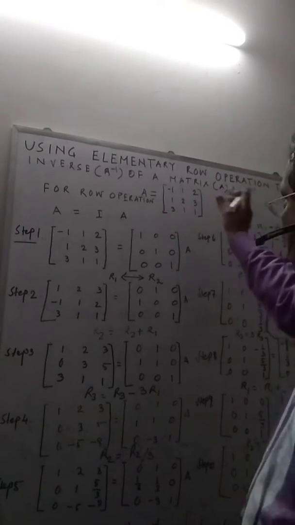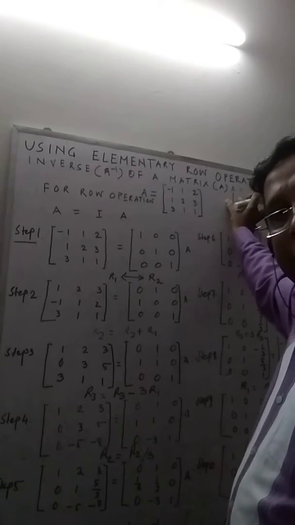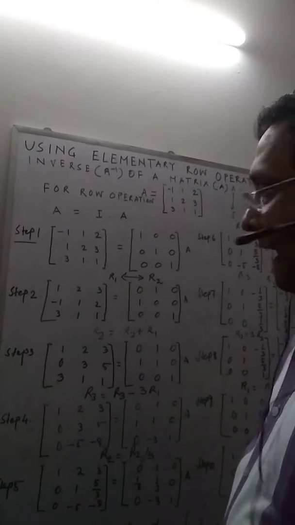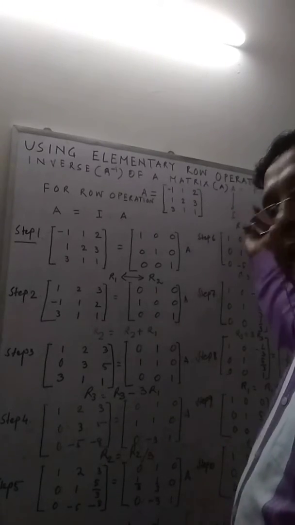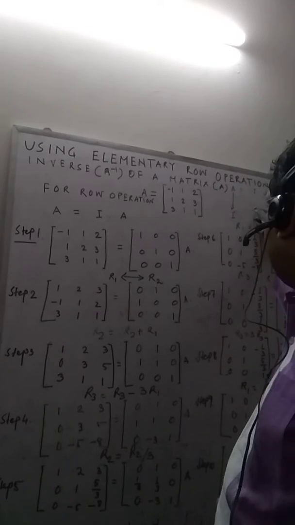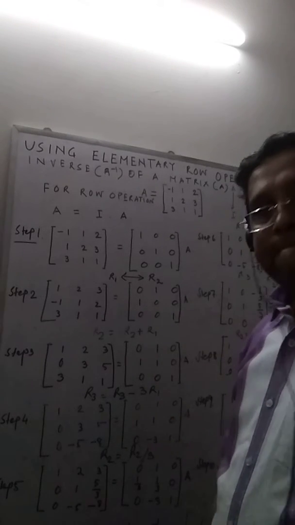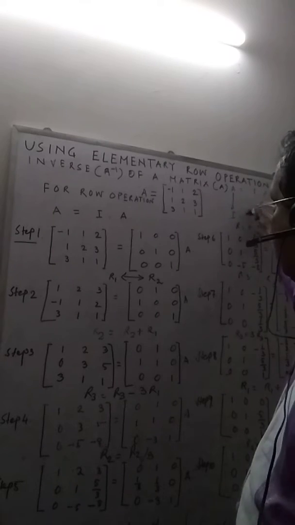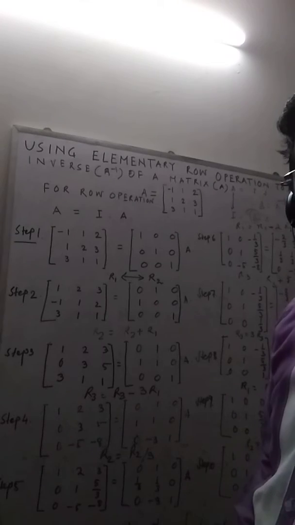Whatever operations I use over here, the same operations I also have to apply on the right hand side to the I matrix, and accordingly this I will also change. A, as I said, will be kept constant, and in the meantime this matrix will transform into B, and I am saying that this B will be nothing but your inverse. This B matrix will be nothing but your inverse. So this is our target to reach.